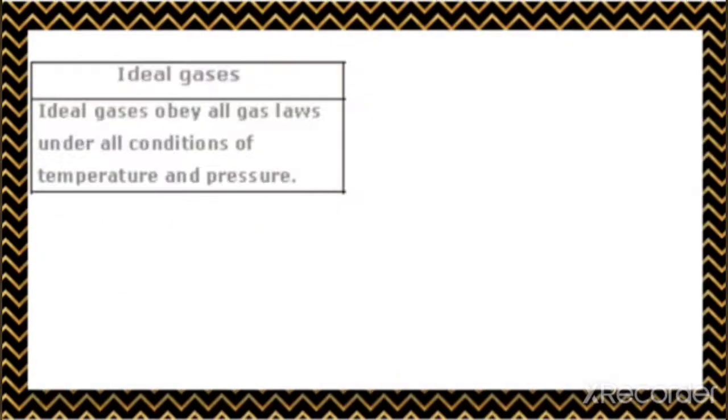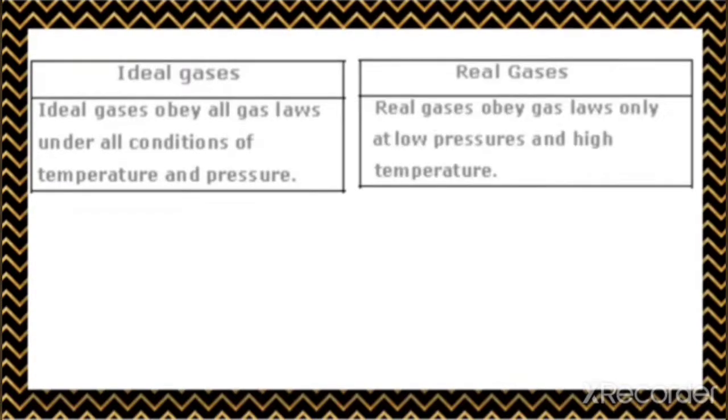So how do we define an ideal gas? Ideal gases obey all the gas laws under all conditions of temperature and pressure. But real gases obey gas laws only at low pressure and high temperature. That means real gases do not obey the ideal gas equation under all conditions. They only obey this law under the condition of low pressure and high temperature.